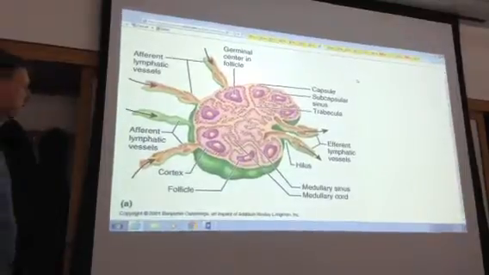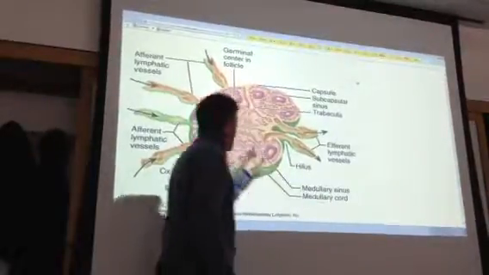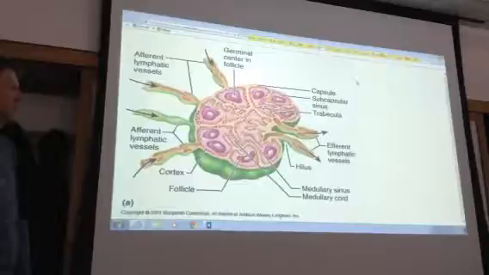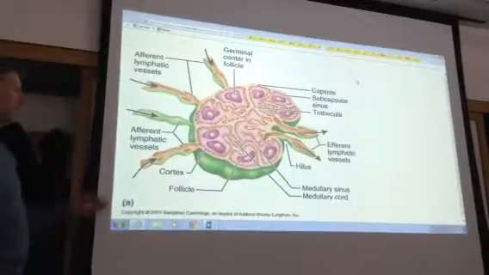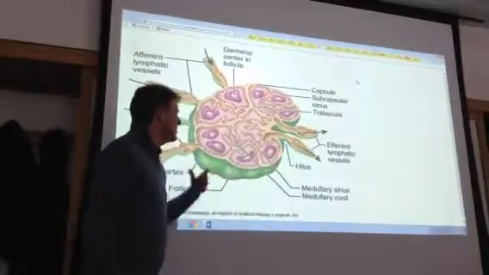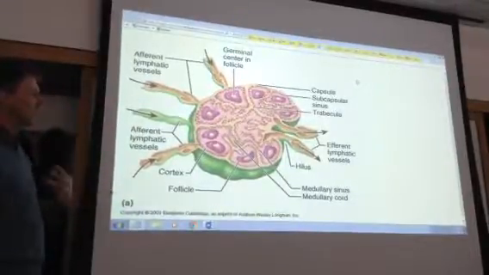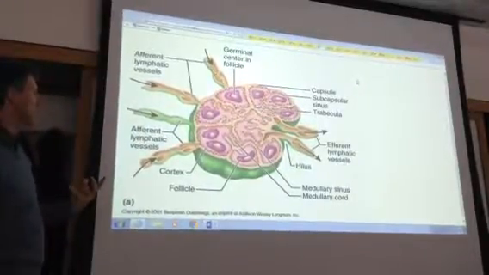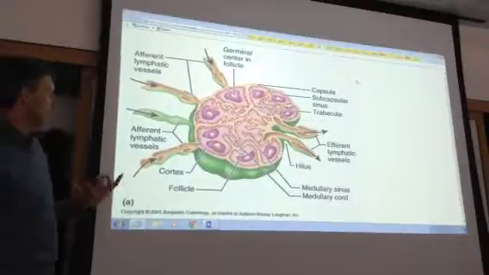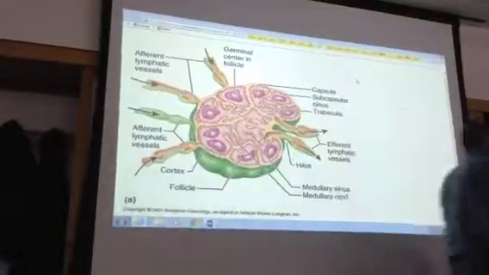The sinuses, you see up here some sinuses. Sinuses are hollow spaces where the fluid actually accumulates. There are little fibers that run through the sinuses that act like filters that trap things in the lymphatic fluid as it's going through. I think that's most of the stuff to tell you on that.